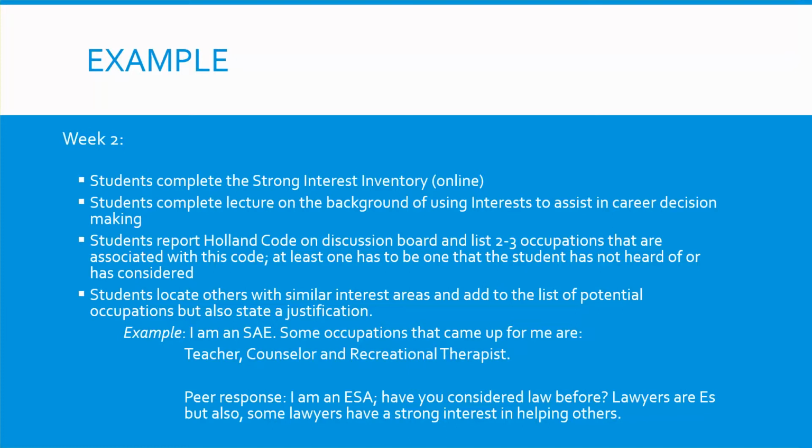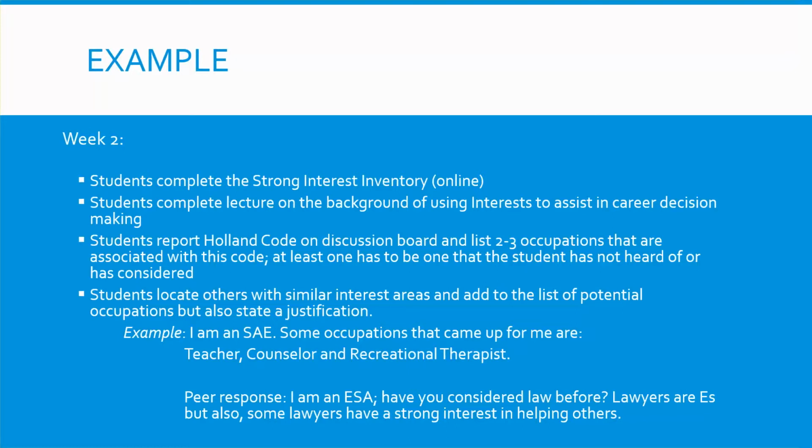Students then locate others with similar interest areas, and this is all explained in the lecture, so at this point it might seem a little convoluted, but essentially John Holland's theory is that if you are a social, artistic, enterprising, which I've demonstrated in the example, it doesn't mean that I don't have things in common with someone who is enterprising, social, artistic. So that is all explained in the lecture, but the students will be looking for people that have similar interests to them, if not the exact same interest areas as them, and be commenting on the occupations that came up for themselves.